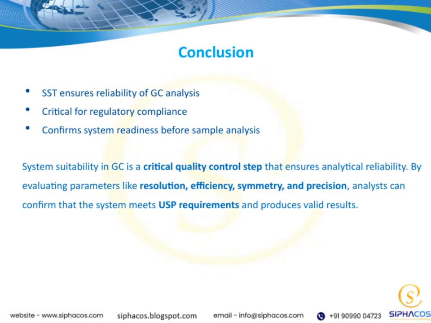System suitability in GC is a key quality control measure that we rely on heavily. By evaluating parameters like resolution, efficiency, symmetry, and precision, we can confidently verify that the system meets USP requirements. Ultimately, this process helps us produce reliable data, maintain high standards, and uphold the integrity of our analytical results.